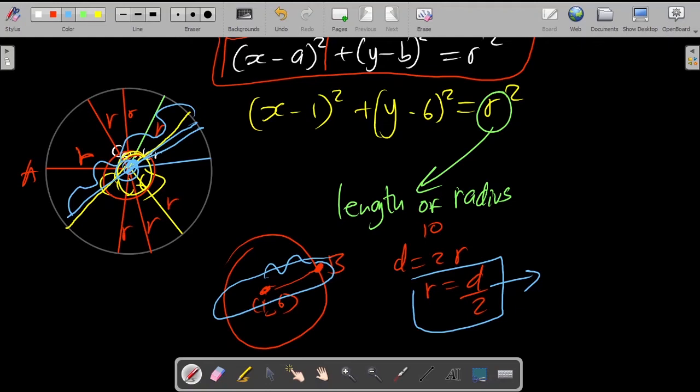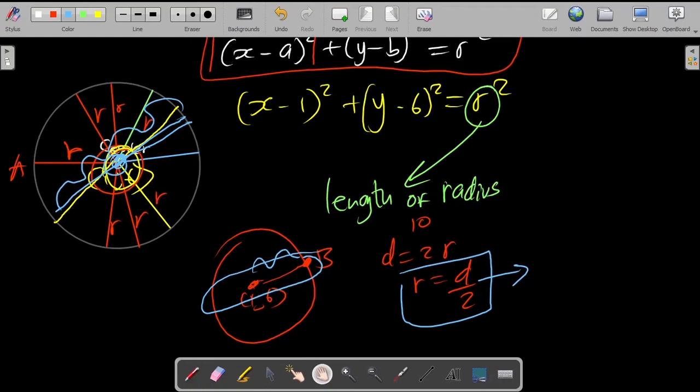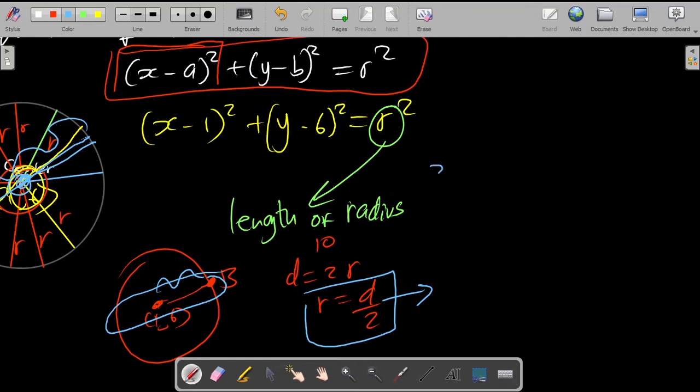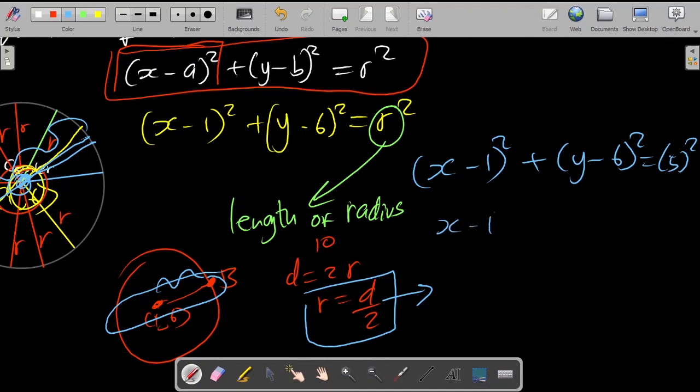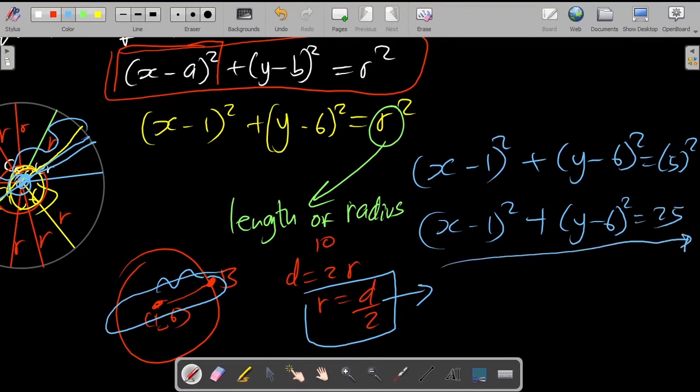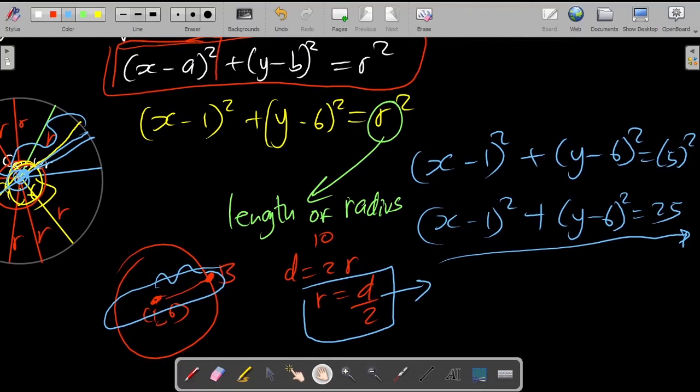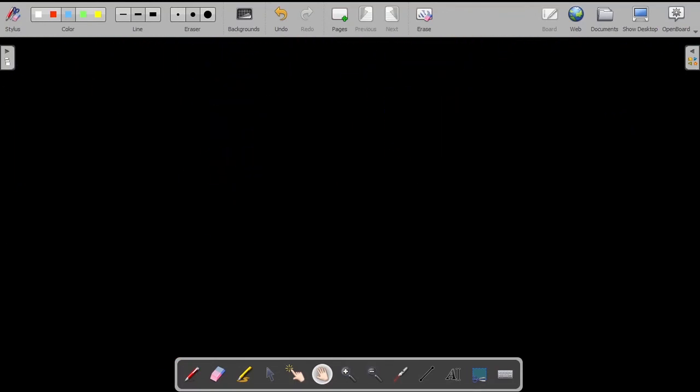So let's say your radius is now 5 and you have your center as (1, 6). Then you basically just substitute into the standard form, and you substitute that 5 over there, and you can further simplify your r squared on the outside as 25. This is valid, or this is perfectly fine. And that is how you deal with the equation of the circle, and we'll talk more about this later in another video.